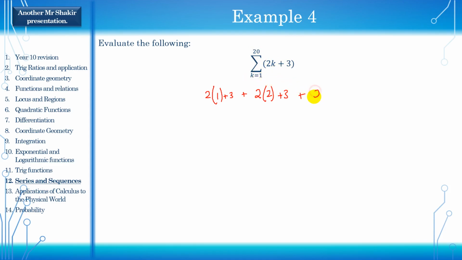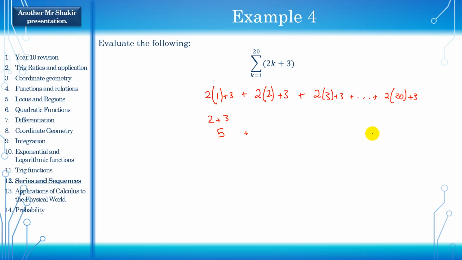The third term will be given by 2 times 3 plus 3. And then so on until you sub in 20. This is the last term, we sub in 20, 2 times 20 plus 3. Okay, that's what we have to sub in. So let's just write down 2 plus 3, which is equal to 5, right? So the first term is 5.